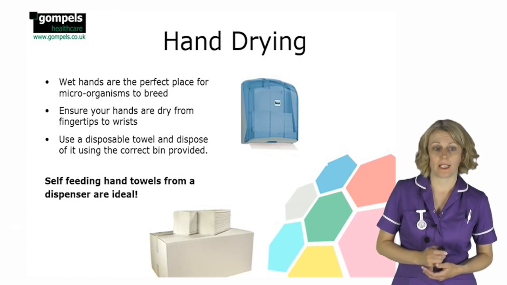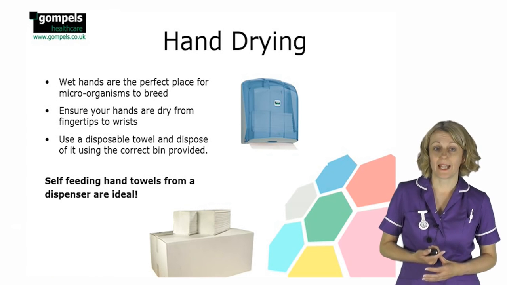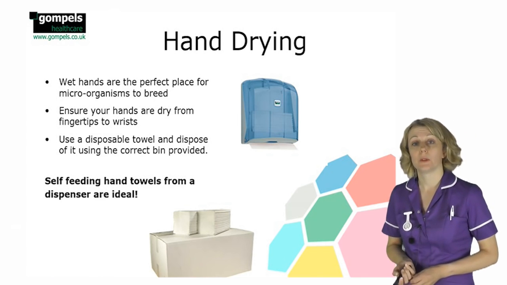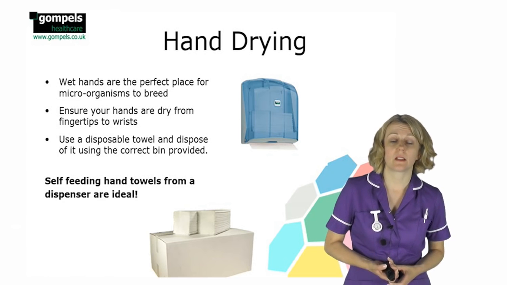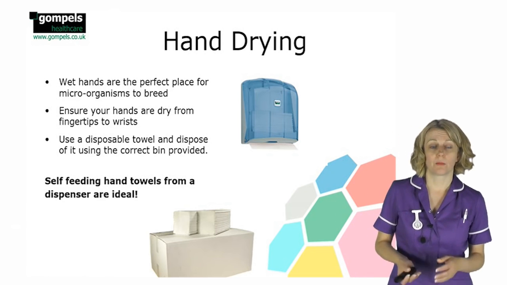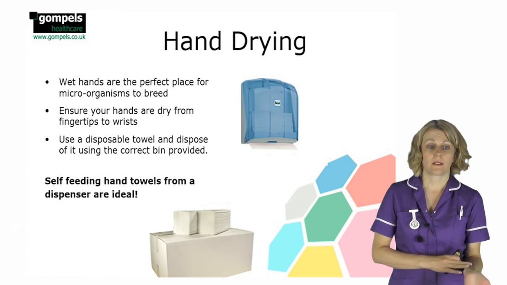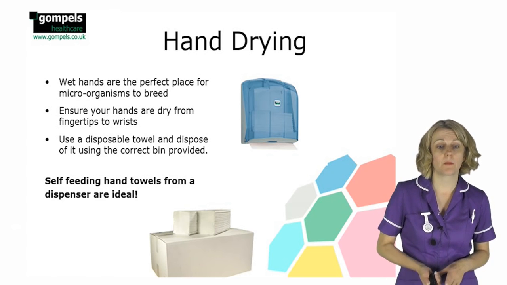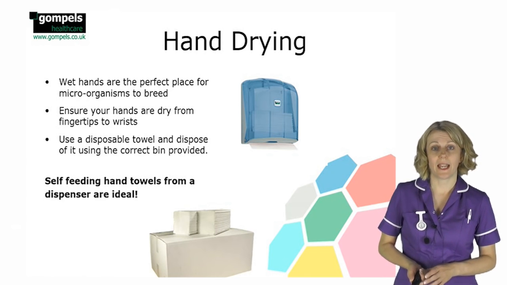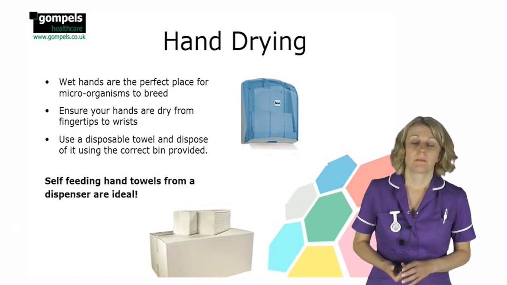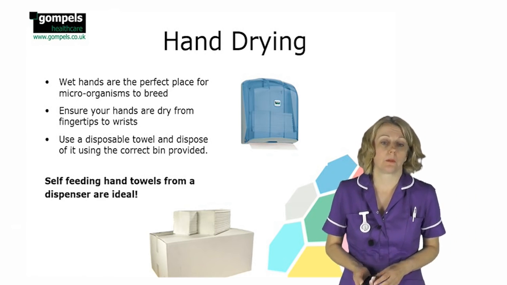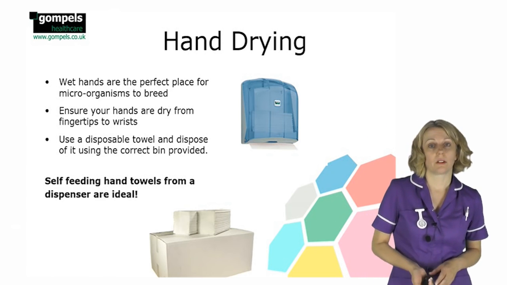Looking at hand drying, wet hands are the perfect place for microorganisms to breed. So you must always ensure that your hands, after washing, are dry from fingertips to wrists. And you should always use a disposable towel and dispose of it carefully using the correct bin that's provided. Self-feeding hand towels, for example, from a dispenser are ideal.